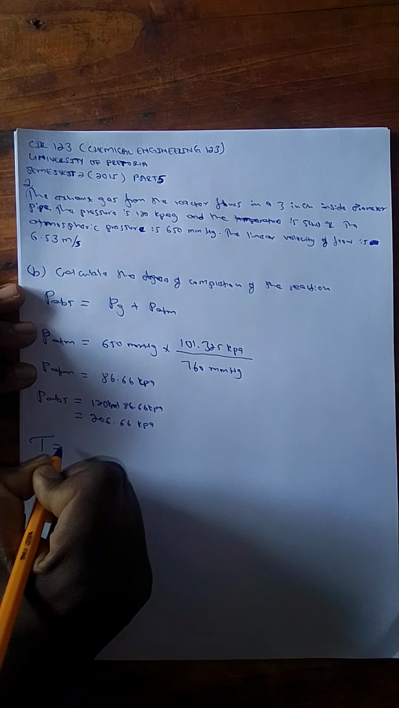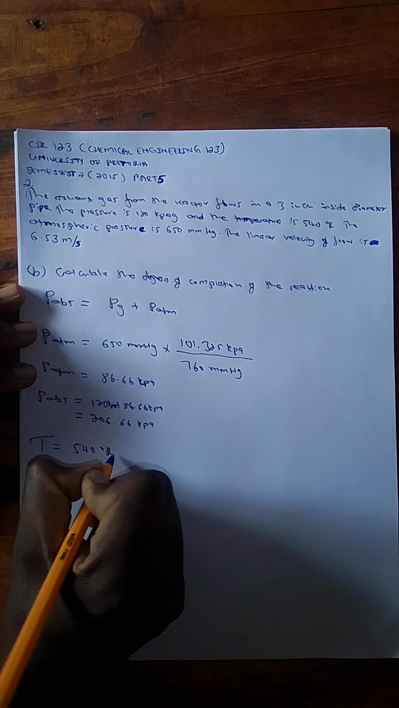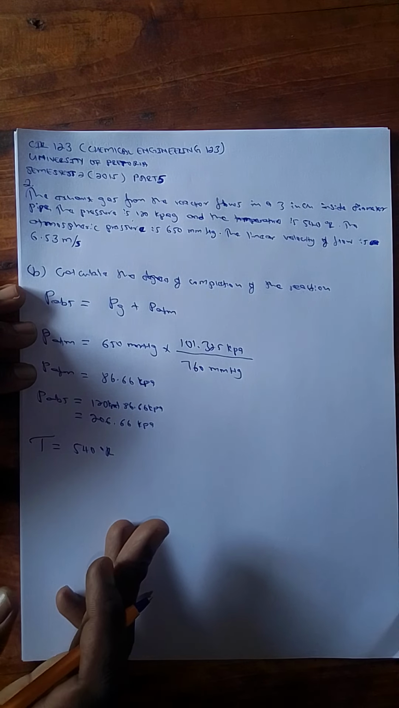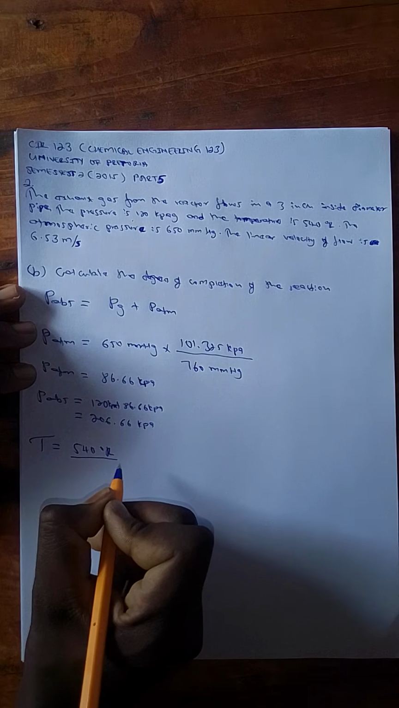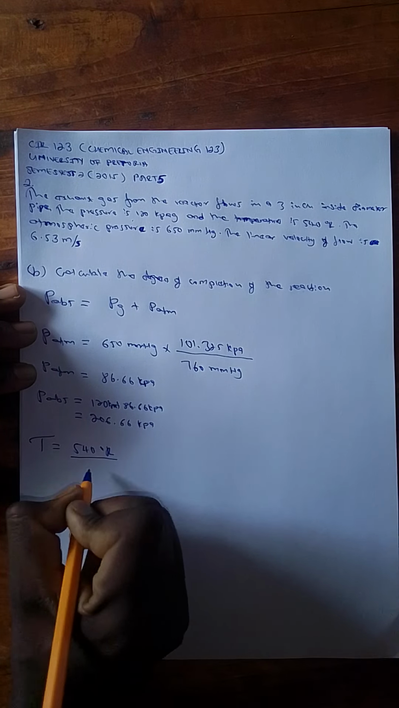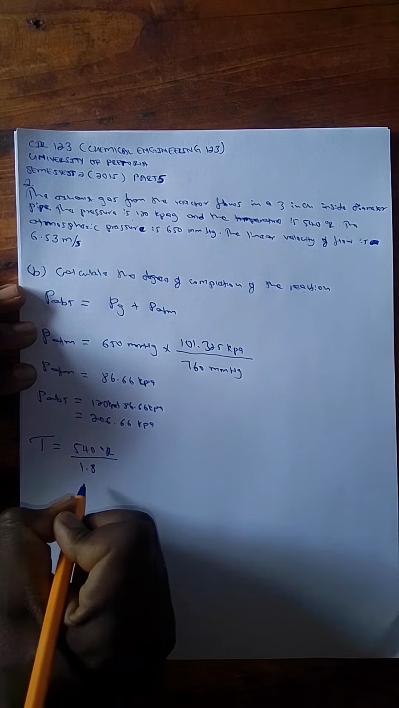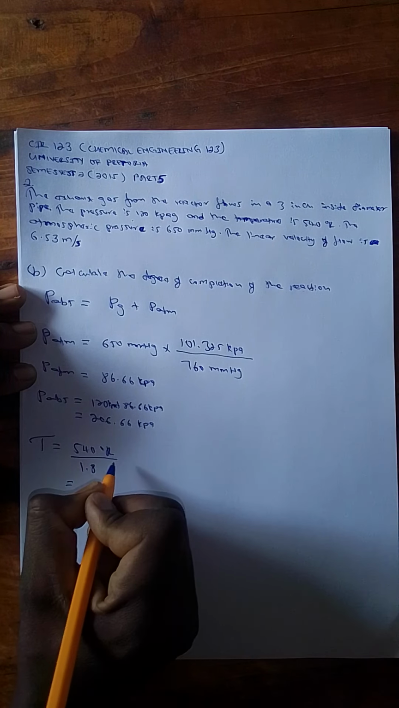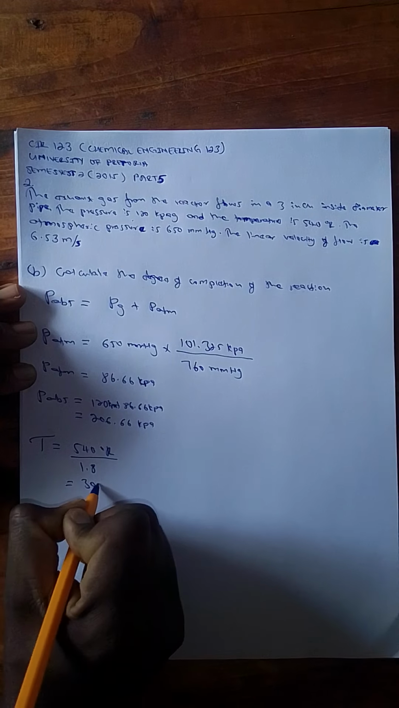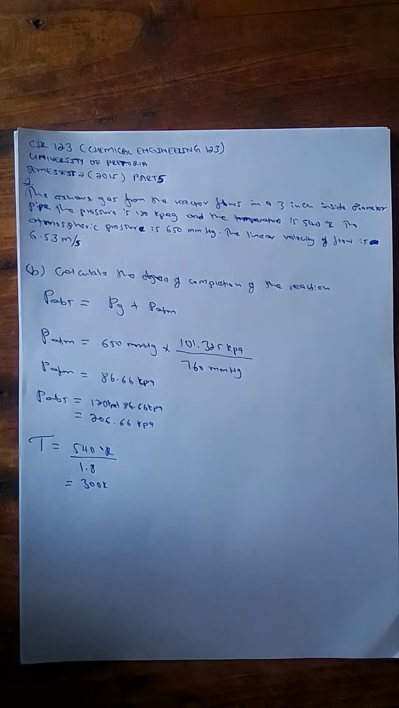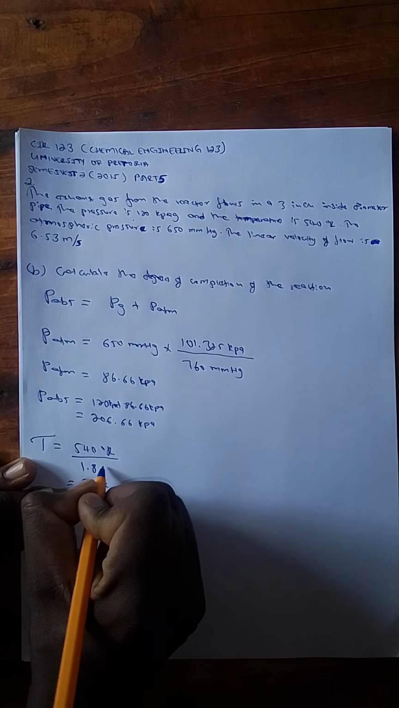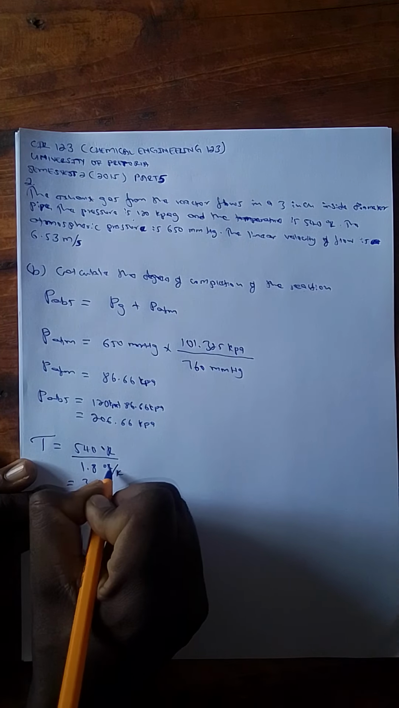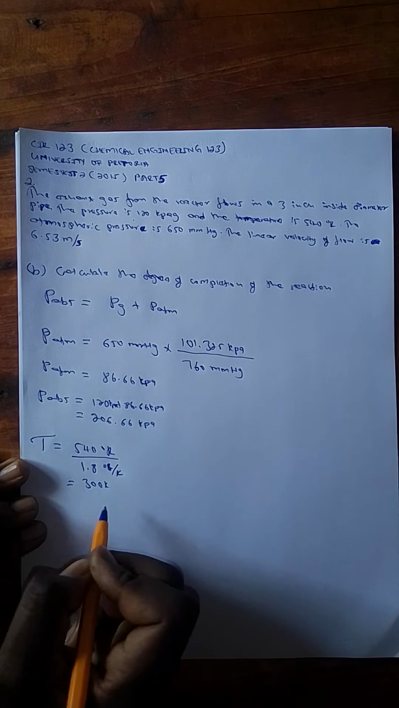Then we go to the temperature. We know the temperature is 540 degrees Fahrenheit, and converting that to Kelvin, we can just divide by 1.8, with the units being degrees Fahrenheit per Kelvin. That gives us 300 Kelvin.